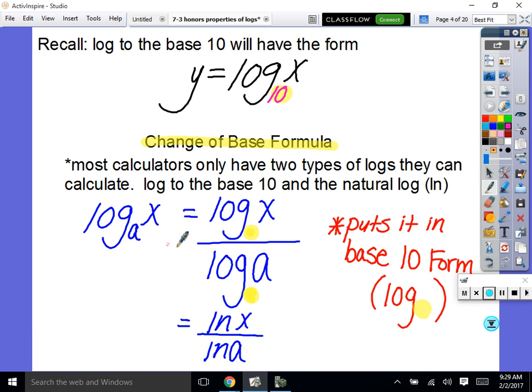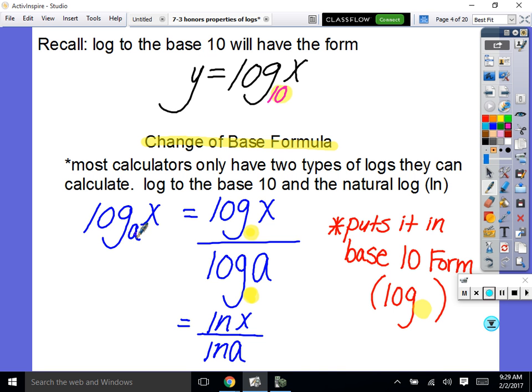So what happens when we have something that's not base 10? We still have to be able to calculate it with our calculator. The change of base formula is a way to take any logarithm to any base and rewrite it in base 10 form so that you can use your calculator. So once again, we can take any logarithm to any base and rewrite it as base 10 by using the change of base formula. So here's the change of base formula.